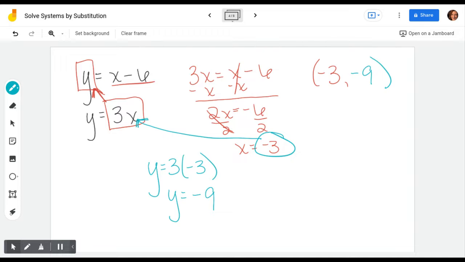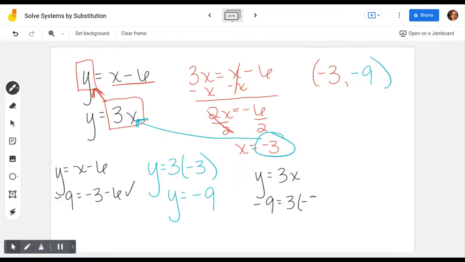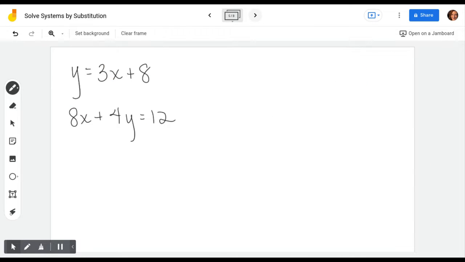If you want to make sure you're right, take that ordered pair, that x comma y, and plug it into your equations. So my first one would say, instead of y equals x minus 6, it would say negative 9 equals negative 3 minus 6. That's good. The second equation, instead of y equals 3x, it would say negative 9 equals 3 times negative 3. That one's good. So I know that solution is correct. I think I've got about 3 more.